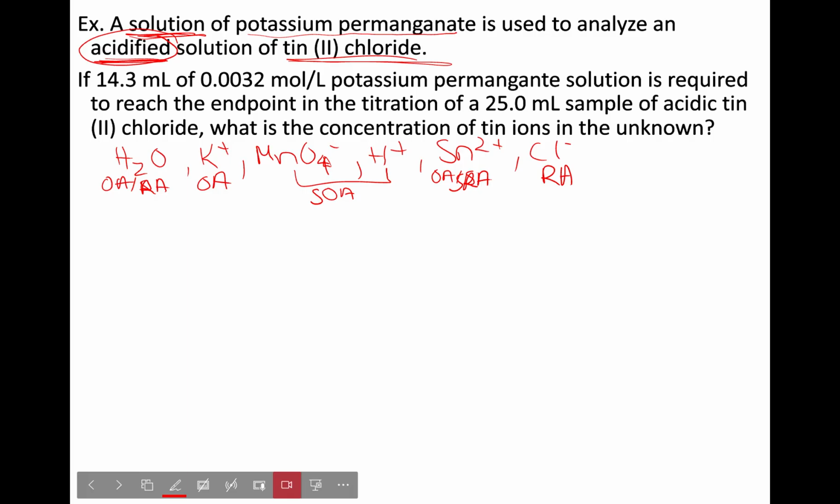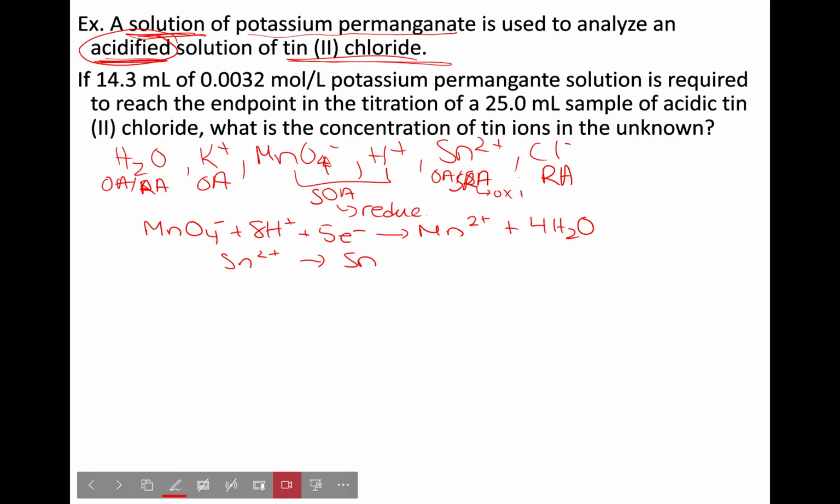So going through this, oxidizing agents undergo reduction. So we write down this reaction like you see it in the data booklet. MnO4 negative plus 8 hydrogen ions plus 5 electrons gives you Mn2 positive plus 4 water molecules. And then your strongest RA, this undergoes oxidation. So you want to flip this reaction so that you also see Sn2 positive as a reactant. So Sn2 positive will give you Sn4 positive plus 2 electrons.